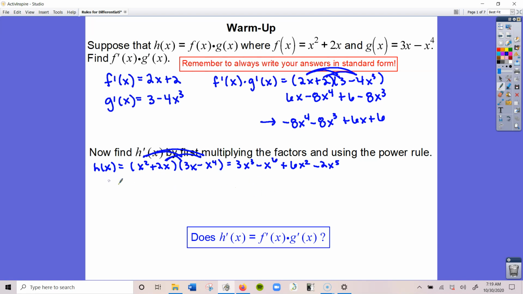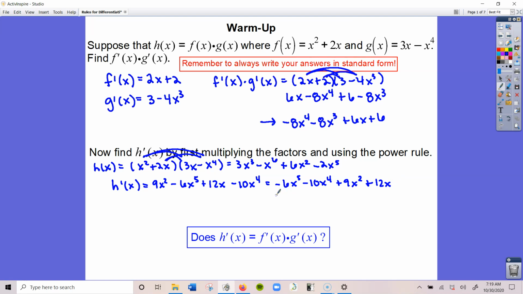Now let's find the derivative. So h prime of x is going to equal 9x squared minus 6x to the fifth plus 12x minus 10x to the fourth. And in standard form, that would be negative 6x to the fifth minus 10x to the fourth plus 9x squared plus 12x.